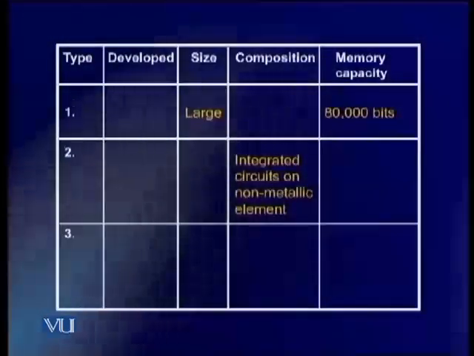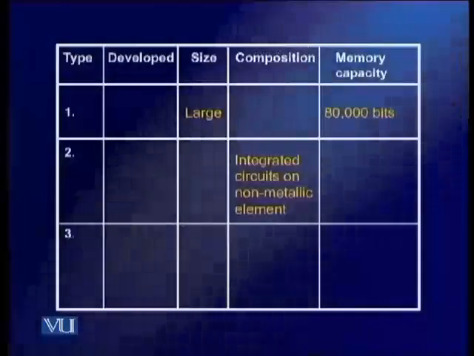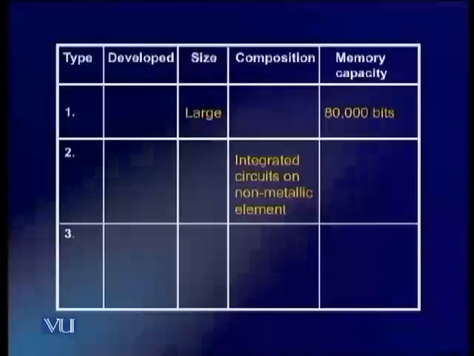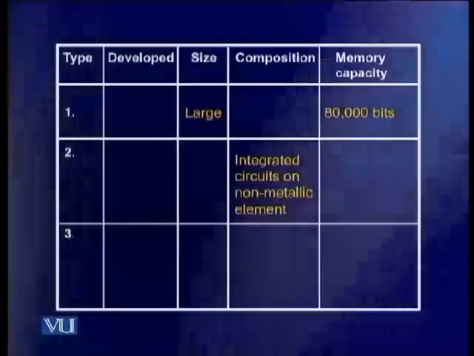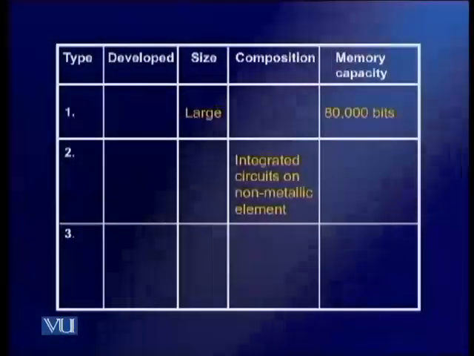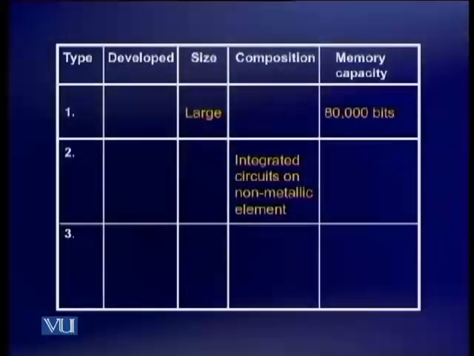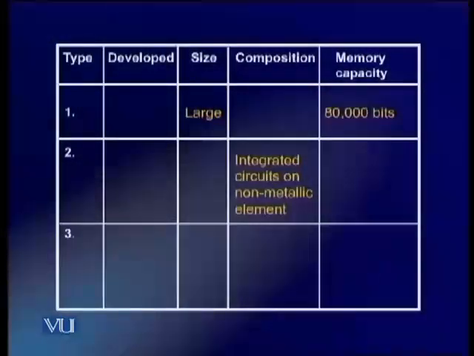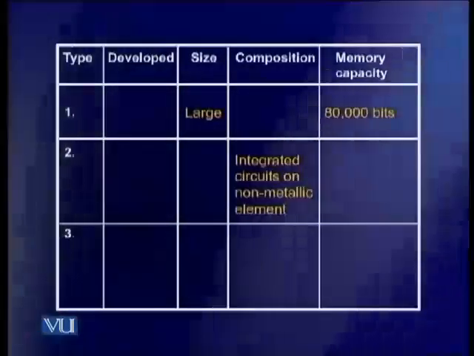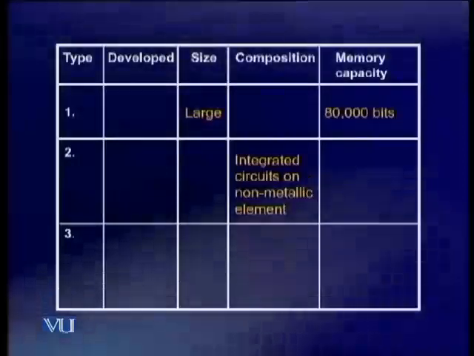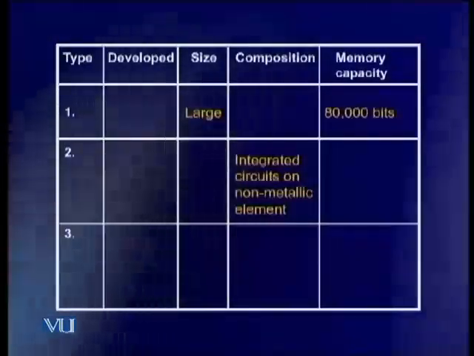Now, which type was the integrated circuits on non-metallic elements? Remember, it was the chip. So, in the first column under type, you will write the word chip. And when was the chip developed? This happened in the early 1970s. What was its size?